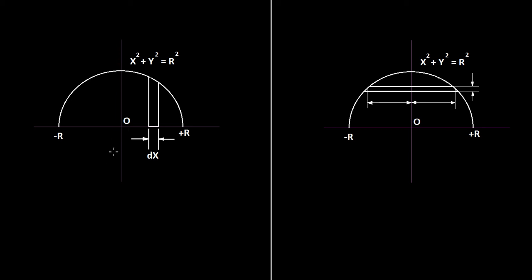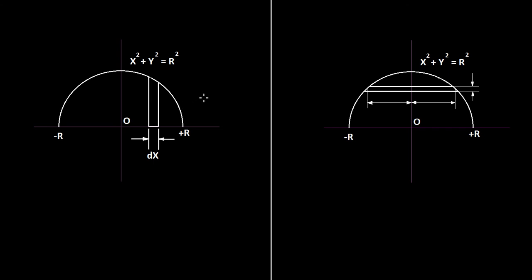Here is another typical problem of centroid or center of gravity. What we're doing here is calculating the centroid of a half circle. The equation of the circle is x squared plus y squared is equal to r squared. As you can see, I have shown two methods of calculating the centroid of a half circle.